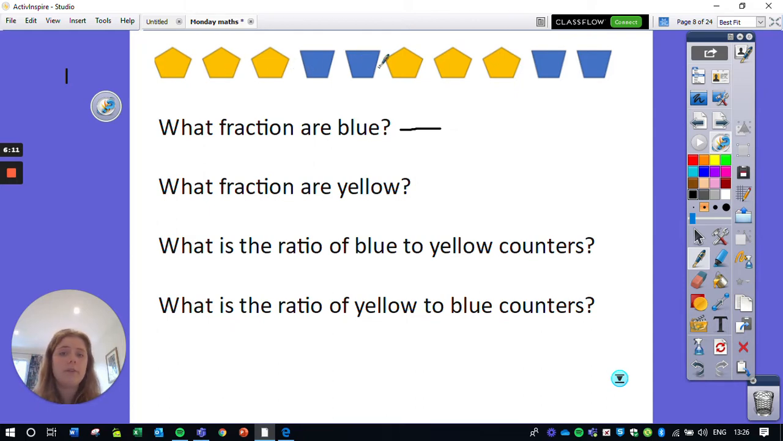1, 2, 3, 4, 5, 6, 7, 8, 9, 10. There are 10 shapes in total, so the denominator is 10. How many of them were blue? 1, 2, 3, 4. 4/10 of the shapes are blue.